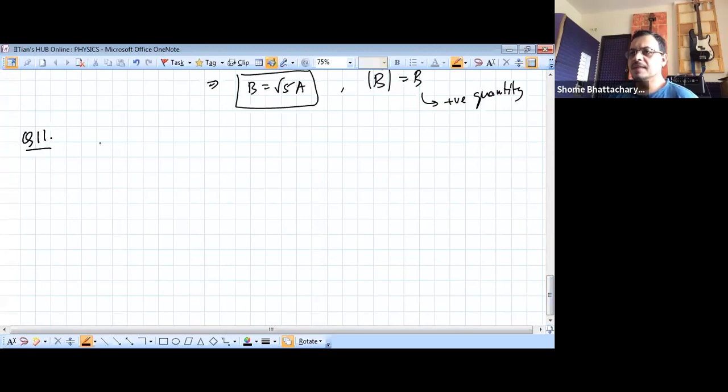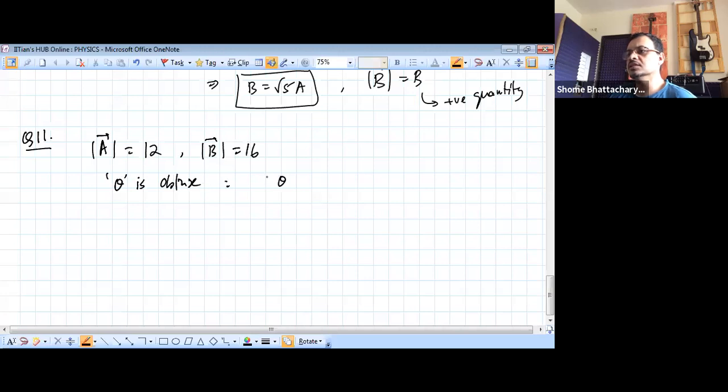So in question 11, the magnitudes of the two vectors are given as 12 and 16. And it is also given to us that the angle theta is obtuse, okay, or theta is greater than 90, less than equal to 180 degrees. So we have to estimate it. So we have to see whether magnitude of a plus b is greater than 20 or less than 20 or equal to 20 or none of these. ये सारी चीजें we have to analyze. So how will we analyze which of these is happening?